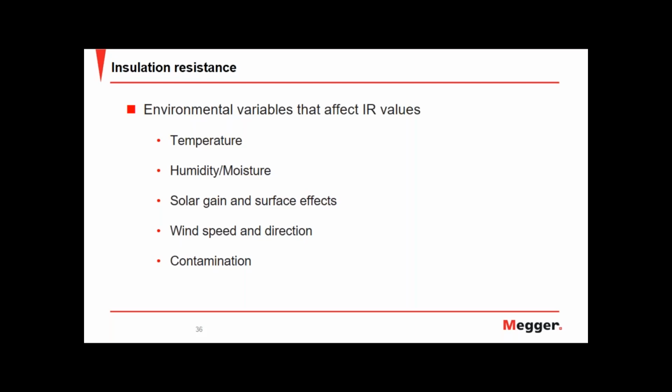The allowable temperature rise for the motor's winding insulation may range from 105 to 115 degrees C above ambient, and the ambient they usually regard as 40 degrees C. So this can reduce a typical IR value from, let's say, 5 gigohm at ambient, to just 40 megohms at 150 degrees C. So it's very important that we consider temperature.